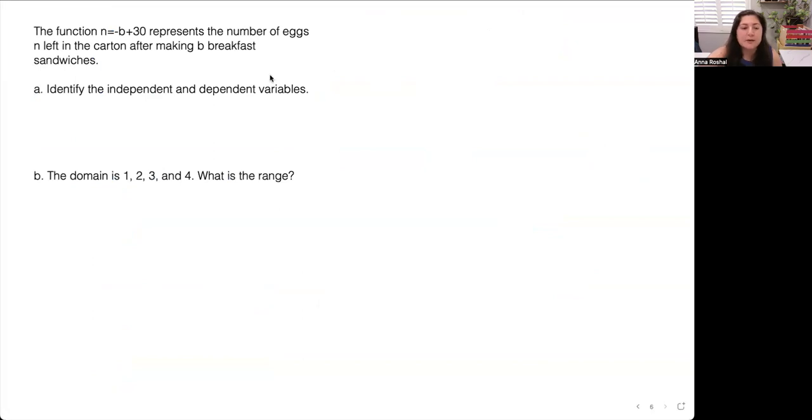Okay. So now we're at a point right here. It says the function n equals -b plus 30 represents n, the number of eggs that are left in the carton after making b breakfast sandwiches. So they want us to label the dependent and independent variable. The independent variable is always on its own. It's separate, and nothing can say, yes, something depends on it. It's independent. It's on its own, right?